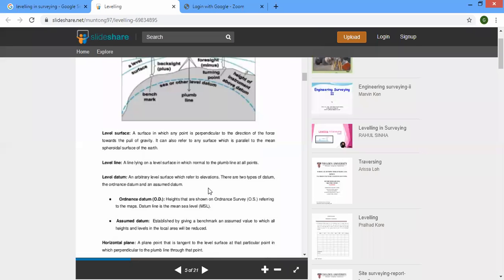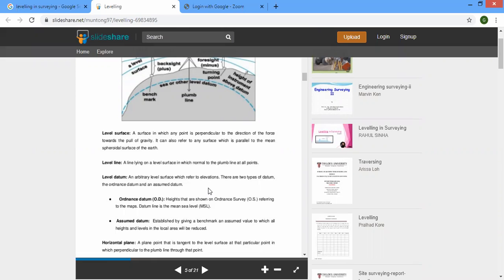Next, level datum. Datum is nothing but our reference point or reference plane with respect to which we conduct the leveling survey, right? An arbitrary level surface which refers to elevations. There are two types of datum: the ordnance datum and the assumed datum. Ordnance datum (OD) is heights that are shown on ordnance survey, referring to the maps. Datum line is the mean sea level. The ordnance datum is nothing but mean sea level which are shown on the country maps.